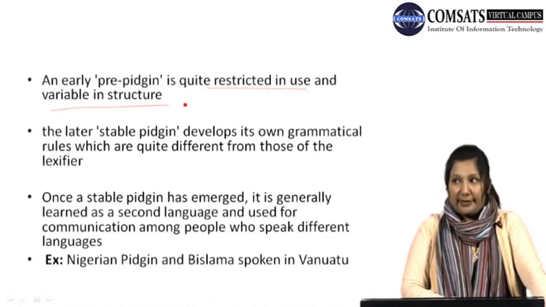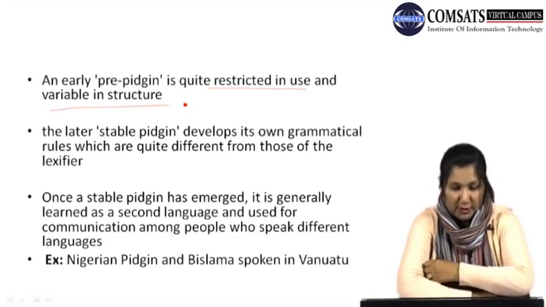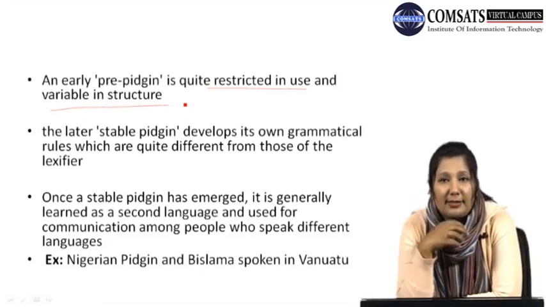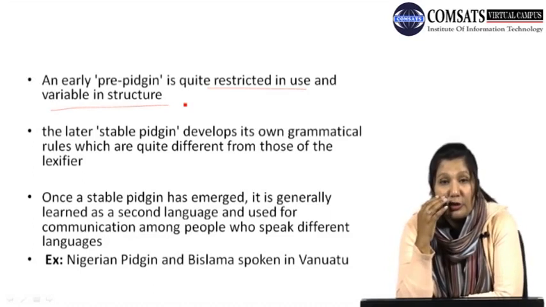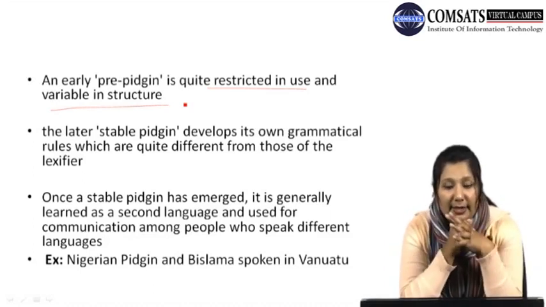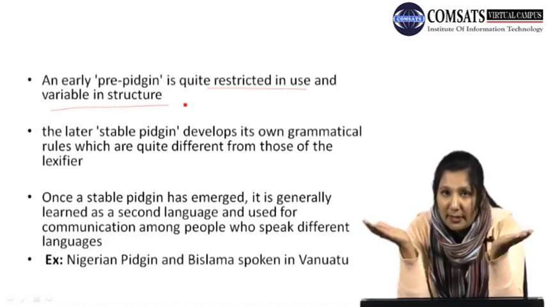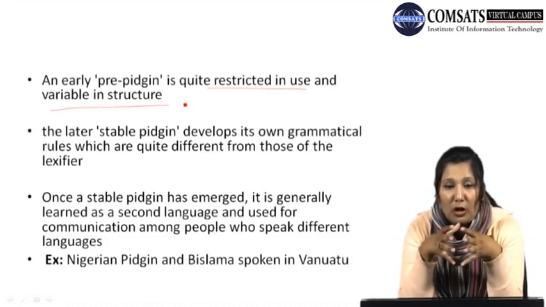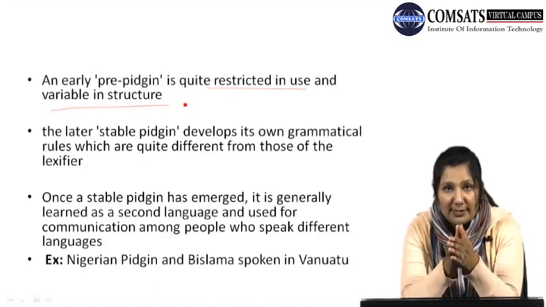We were discussing different characteristics of pidgins, and we were saying that an early pre-pidgin is quite restricted in the use and variable in the structure. It is restricted in the use. Why? It has some specific usages. It is restricted in its use in the sense that it definitely has no other purpose than common conversation, to serve some personal common interest.